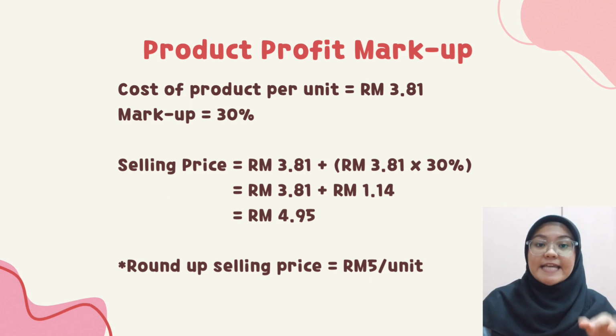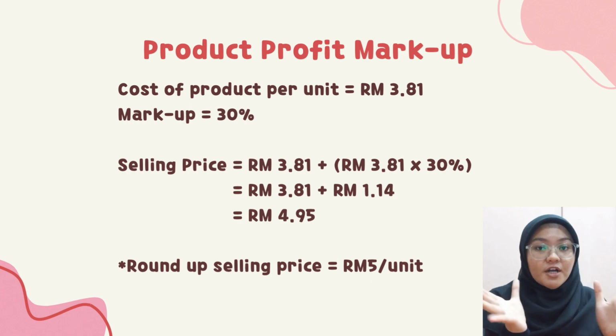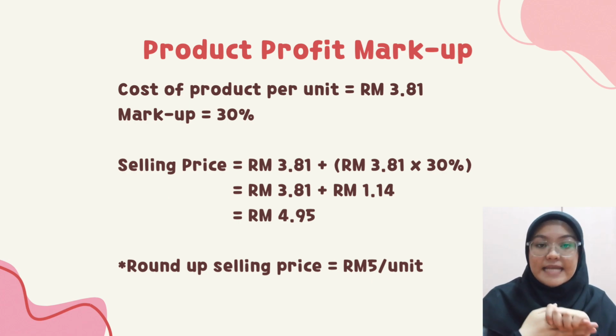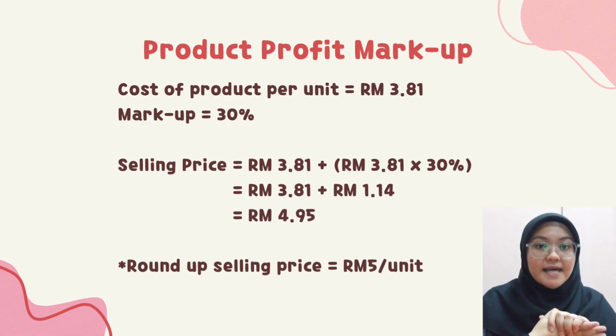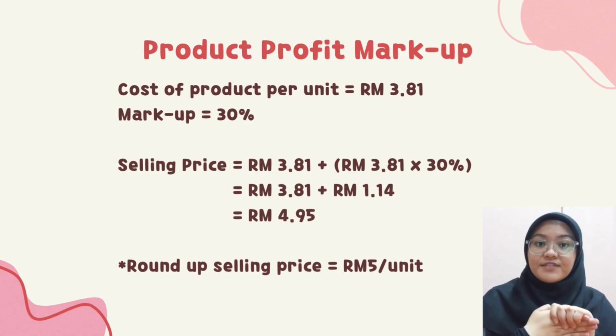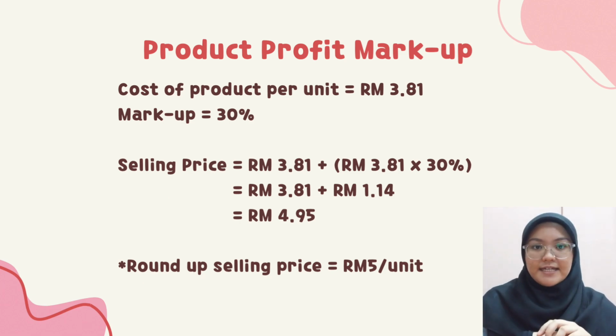The markup is at 30%. So the calculation for the selling price will be 3 ringgit and 81 cents plus the markup value, which is 3 ringgit and 81 cents times 30%. That will be 3 ringgit and 81 cents plus 1 ringgit and 14 cents. So the selling price total will be 4 ringgit and 95 cents. We rounded up the selling price to 5 ringgit per unit.